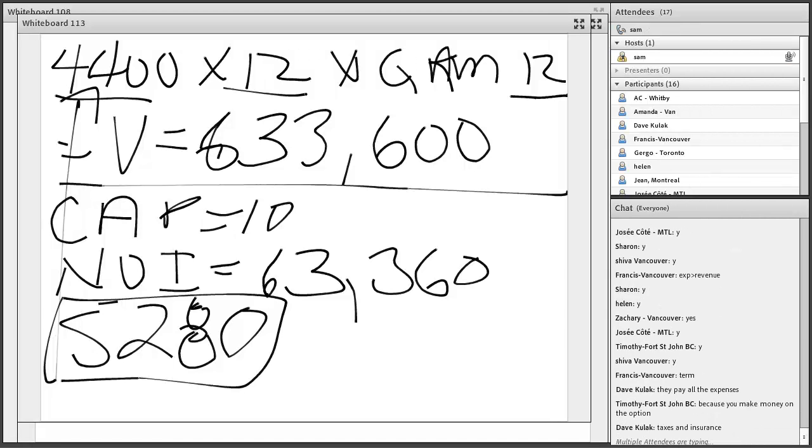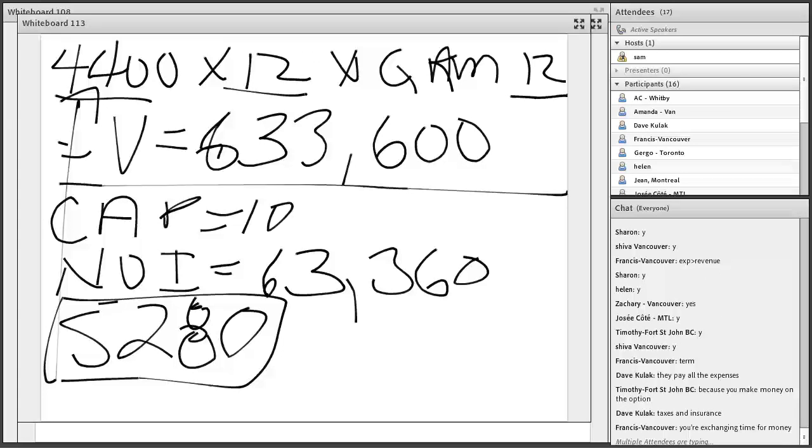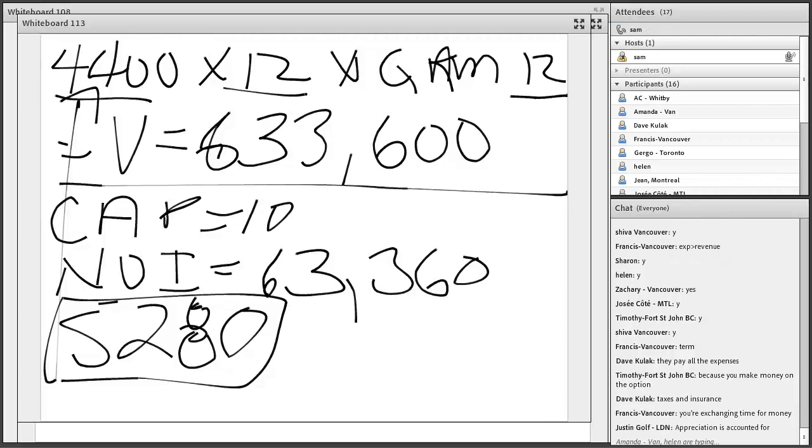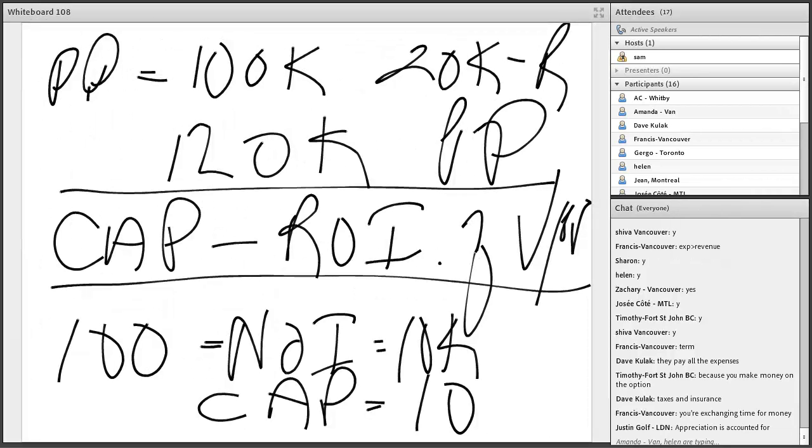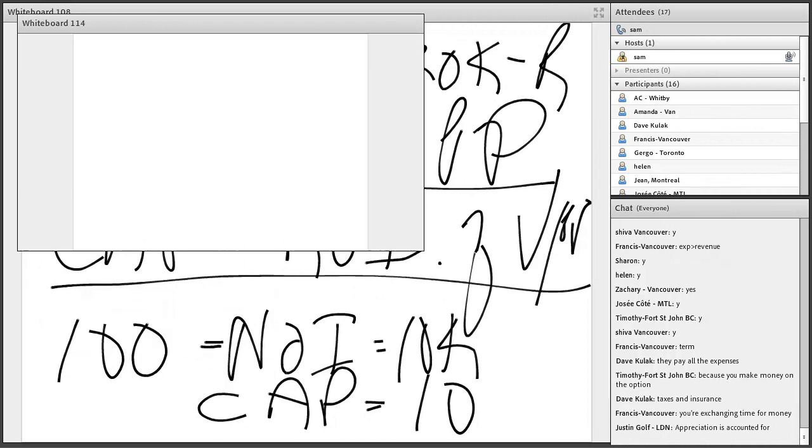In purchase, at least. Why you don't need it? It's not as necessary for us. They do pay all the expenses. Yep. Term is important. Francis, can you expand a little bit on term? You make money in the option, you do. Taxes and insurance are covered, yep.